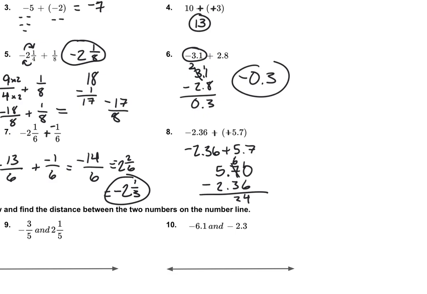6 minus 3 is 3. 5 minus 2 is 3. I get 3.34. Check my sign. Well, my bigger value was positive, so this stays positive. 3.34.